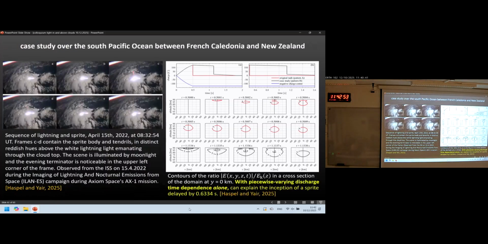And we can use this. For this, I needed to collaborate with Javier, who has all the observations. We can simulate or recreate the inception of a sprite that's delayed by more than half a second from the lightning. It's the first time that anyone was able to reproduce that effect. Here's the actual event, as seen from space. And here's my reproduction, and I start to get an area of the sprite at the same tenth of a millisecond that they found in the observations.